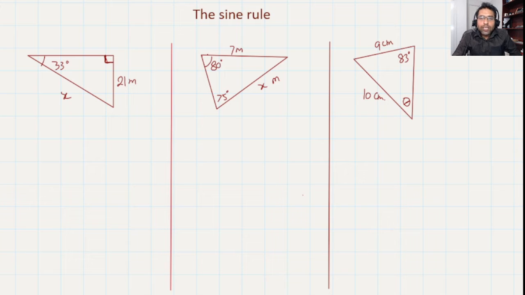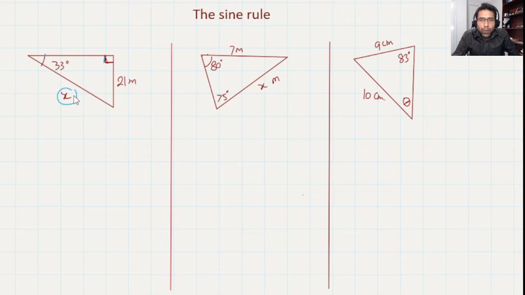The first one is a right angle triangle. You can see the box here, so it means it's a right angle triangle, and one angle is given. The side opposite it, 21, is given, and x is the hypotenuse. So this is one where we can easily use the trigonometric ratio to get the value of x, because we have the hypotenuse and the opposite.